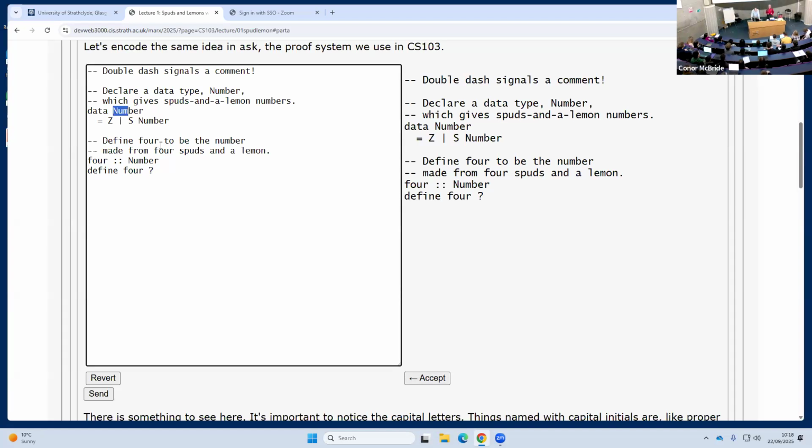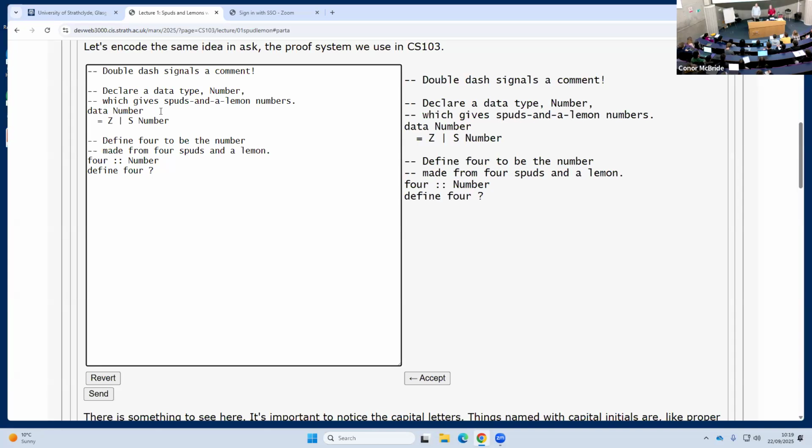So, any word that begins with a capital letter is the name of a thing. And it just means itself. It's like a proper noun. I'm Conor. This is Clemens. We are us. We're not the same. I'm not a placeholder for something else.